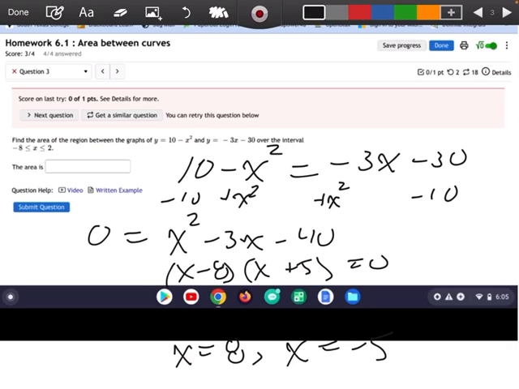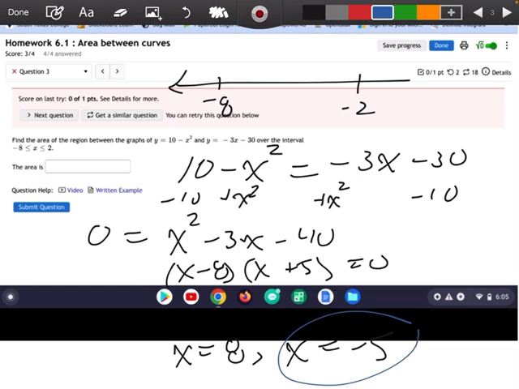Okay, so if you notice, the interval that we're looking at here, y'all, is between negative 8 and negative 2. And this one right here, negative 5, is going to be in that interval, right? So the question now is, which is the top function, which is the bottom function? The way we can do this, y'all, is I'm just going to do this on the next slide.